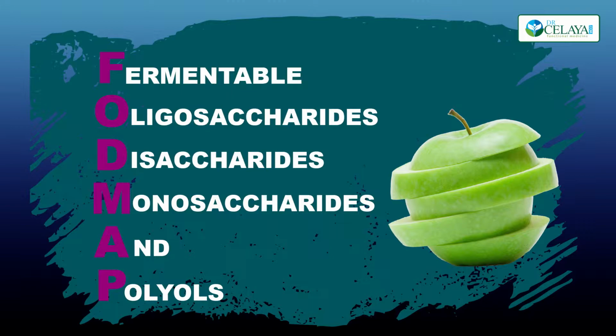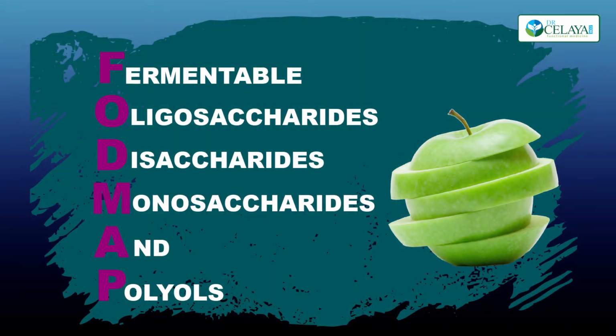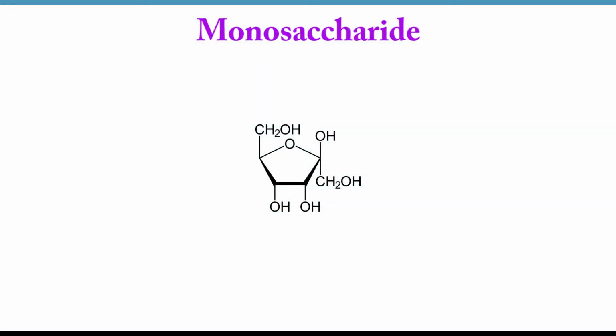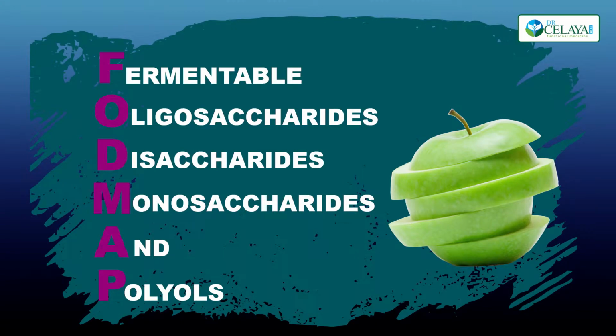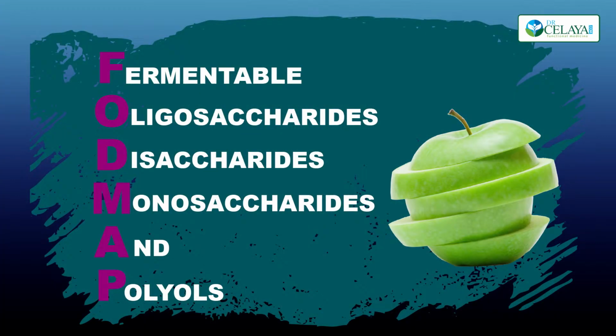D stands for disaccharides, meaning 2 sugars. And those we're looking at sucrose, lactose, and maltose. M stands for monosaccharides, and that's 1 sugar. And you got the glucose, the fructose, and the galactose. And P stands for polyols. Those are the sugar alcohols, the xylitol, the sorbitol, the maltitol, and the mannitol.